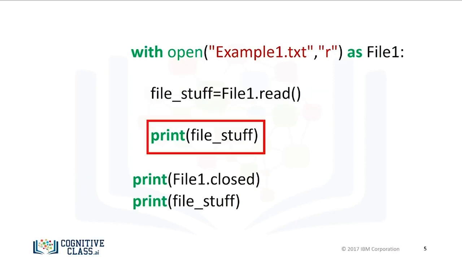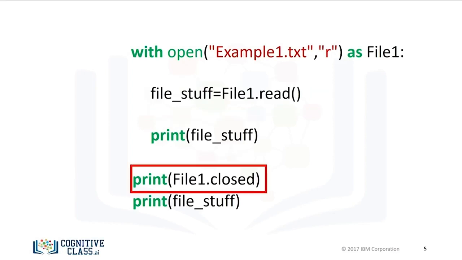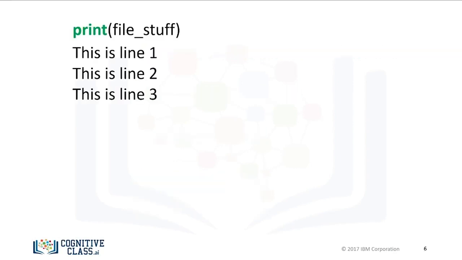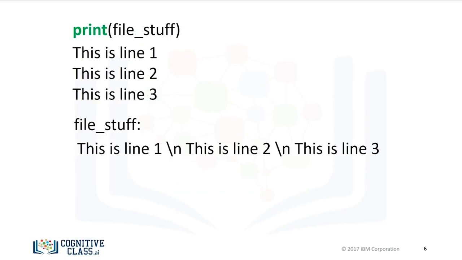You can print the file content. You can check if the file is closed, but you cannot read from it outside the indent. But you can print the file content outside the indent as well. We can print the file content. We will see the following. When we examine the raw string, we will see the \n. This is so Python knows to start a new line.